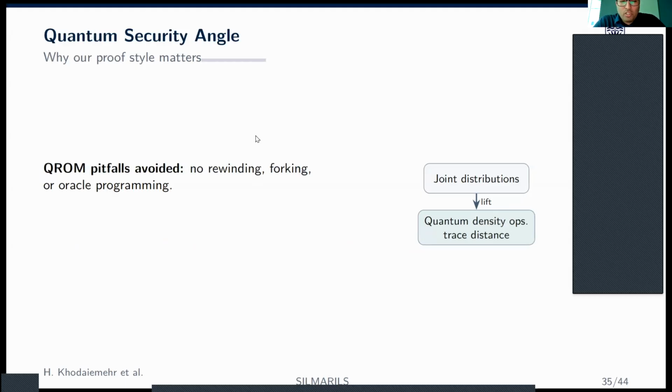And finally, on security, a word on quantum. Our QROM analysis avoids rewinding and forking techniques that break against quantum adversaries. And we leave classical distribution arguments using trace distance and CPTP contractivity features. These are some quantum definitions, and we don't want to go through them. With security covered, the last question is practical. When would you actually deploy this scheme?